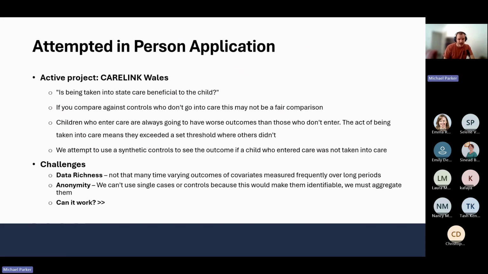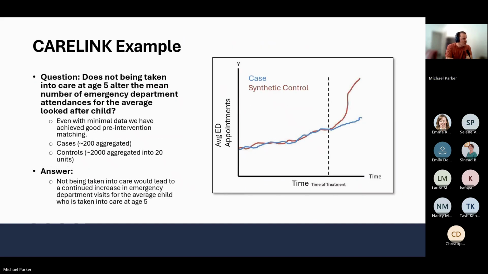But can it work? And I think it can, and I have had some success in applying it. So the question that I pose is, does not being taken into care at age 5 alter the mean number of emergency department attendances for the average looked after child?